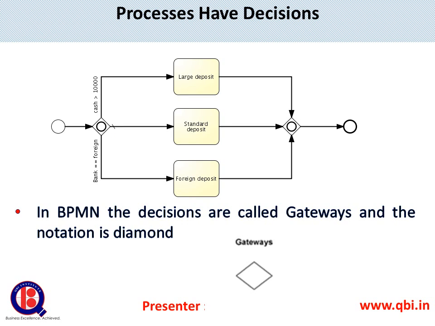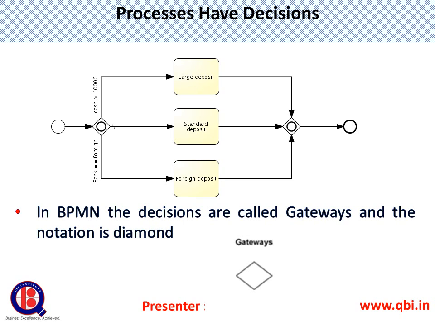So the processes have a start, they have an end, and several intermediate steps. Many of these steps may involve decisions. In BPMN, the terminology for decisions is a gateway, and the notation for the same is a diamond. This is a simple example of a gateway where a decision is involved within a process. Consider a cash deposit process in a bank. There can be three scenarios.